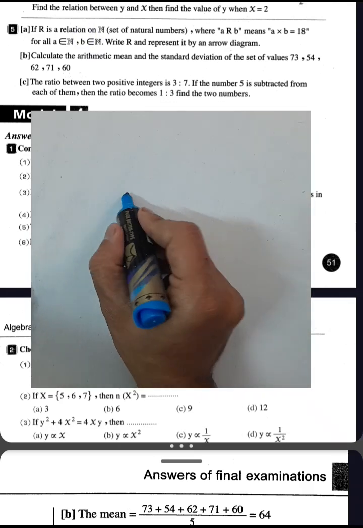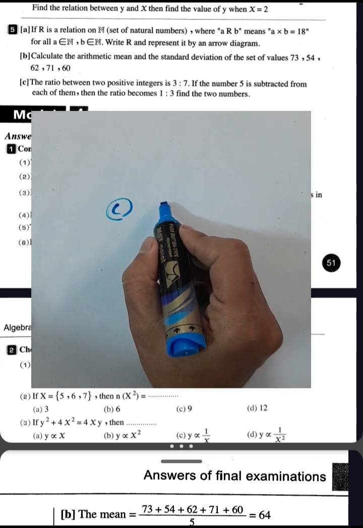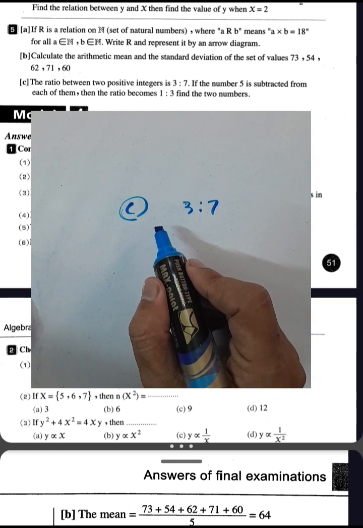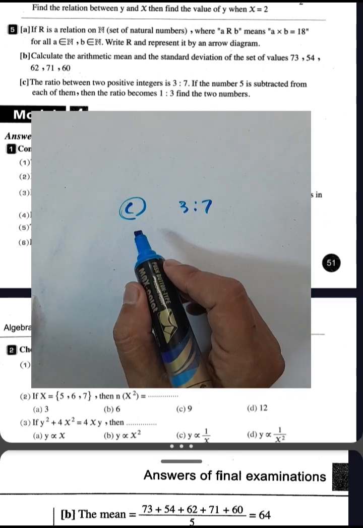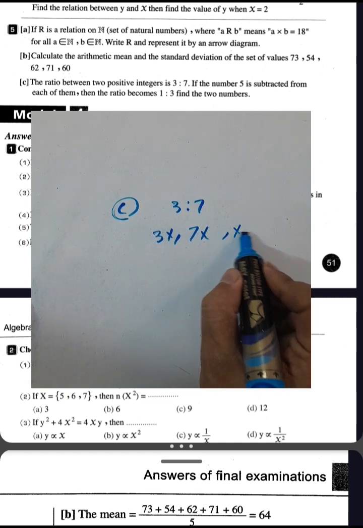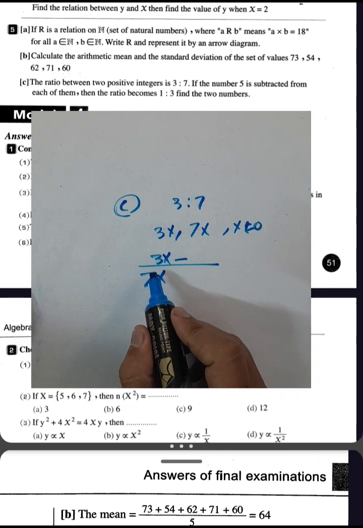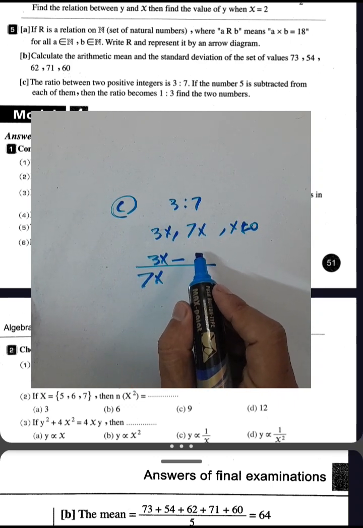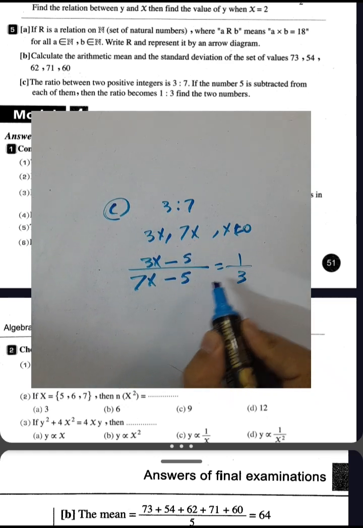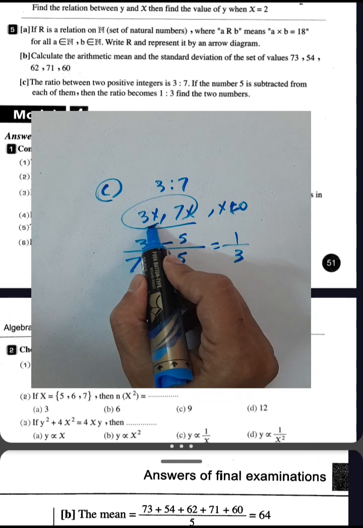Okay, question number C. The ratio between two positive integers is 3 to 7. If the number 5 is subtracted from each of them, first we can put the first number as 3x and the second number as 7x, where x is a constant, not equal to 0. We can write 3x over 7x, subtract 5 from each of them. Okay, then the result will be equal to third. You can simplify to find the value of x.